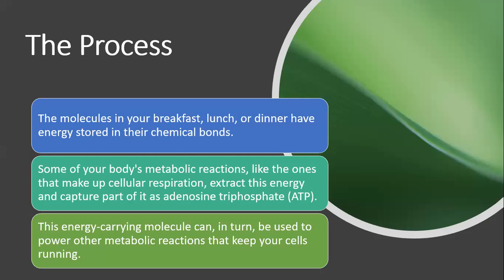So just to understand the process of metabolism a bit more, the molecules in your breakfast, once you eat it, your breakfast, your lunch, or your dinner, let's say you're eating bacon, egg, and bread, there are molecules in the bacon, egg, and bread that have energy stored in their chemical bonds. So once you eat it, your body's metabolic reactions break down this food to extract the energy from it, right?